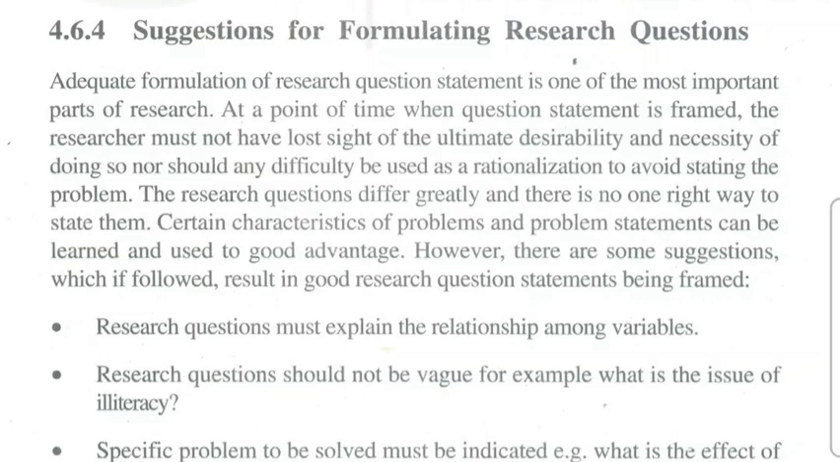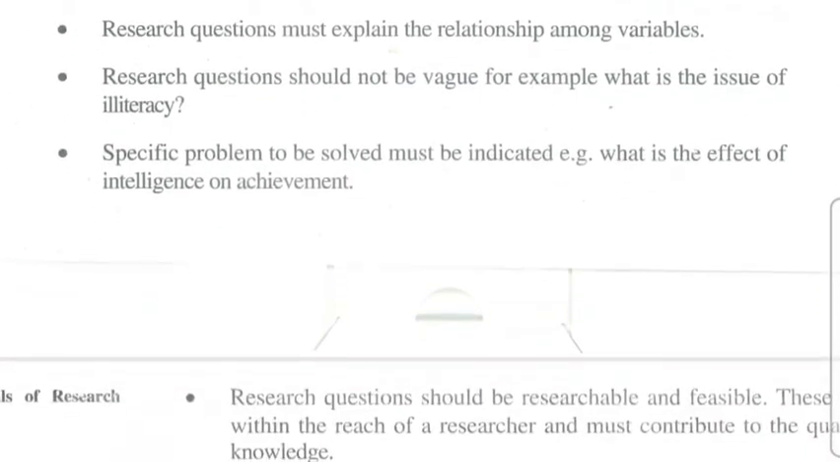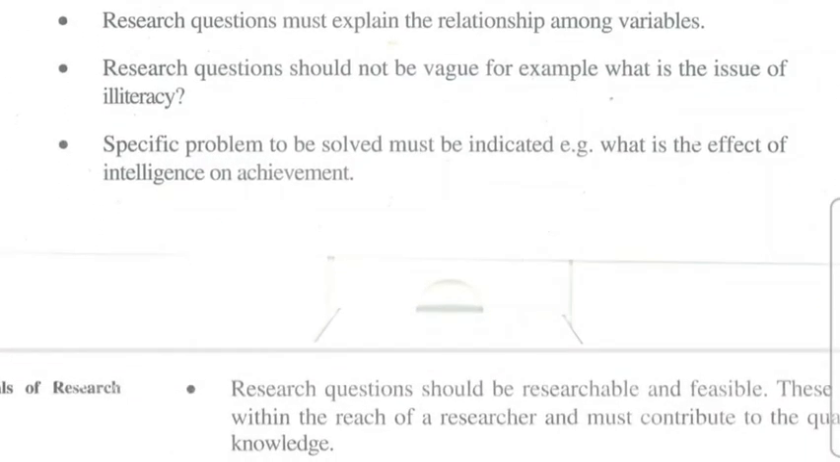Research questions differ greatly, and there is no one right way to state them. Certain characteristics of problems and problem statements can be learned and used to good advantage. However, there are some suggestions which, if followed, result in good research question statements being framed. Research questions must explain the relationship among variables. Research questions should not be vague. For example, what is the issue of illiteracy? A specific problem to be solved must be indicated. For example, what is the effect of intelligence on achievement?